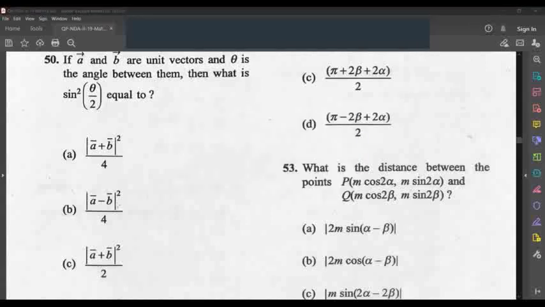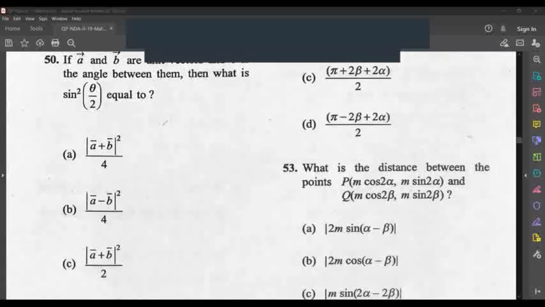A and B are unit vectors and theta is the angle between them. What is sine square theta by 2 equal to? You have to find sine square theta by 2. They have given A and B are unit vectors. Unit vectors mean the magnitude is 1, isn't it? Magnitude of A is 1, magnitude of B is also 1.